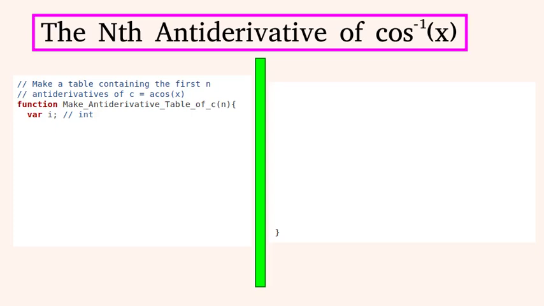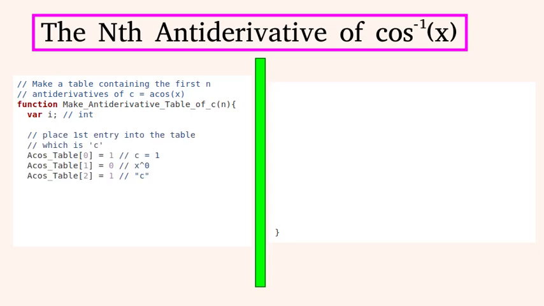So now to make up a function that can calculate the whole table of expressions up to the nth antiderivative of c, we'll declare the function with all of its internal variables. We'll place the first entry in the table, which is just c on its own. And the location of the first entry is 0 in the table, and its size in the table is 1. And we've only calculated one entry so far. This variable keeps track of how many entries in the table we have.